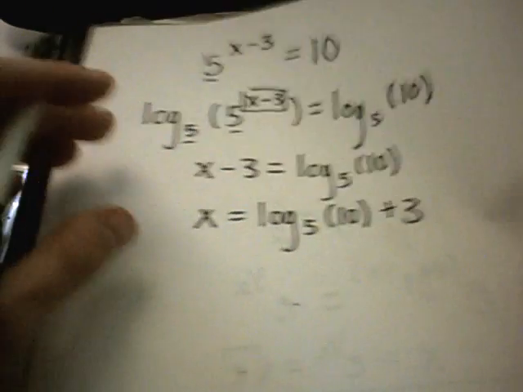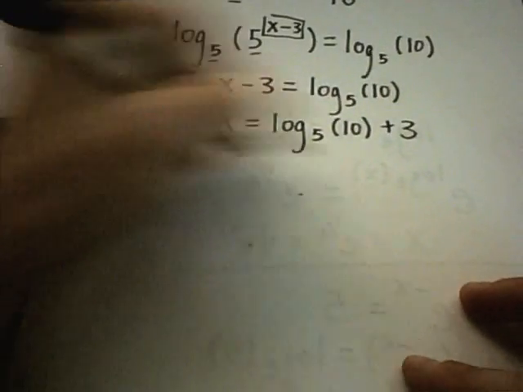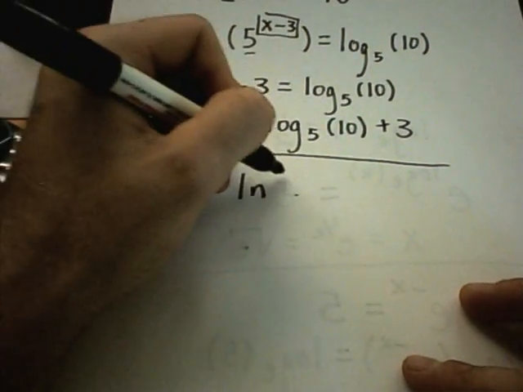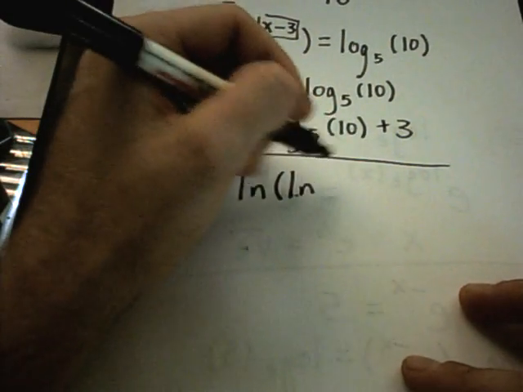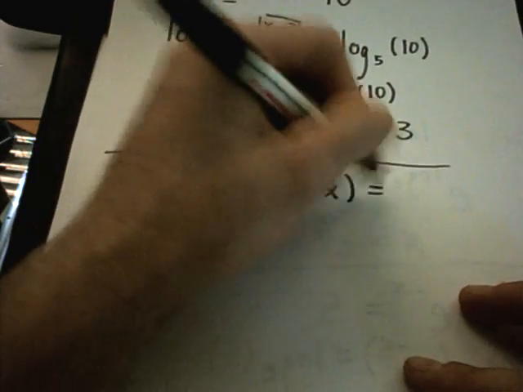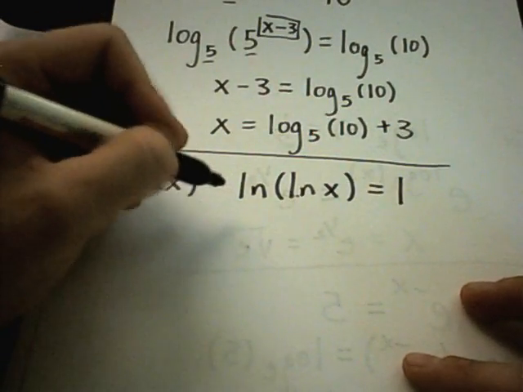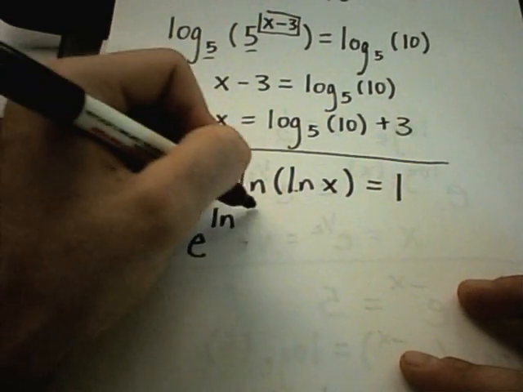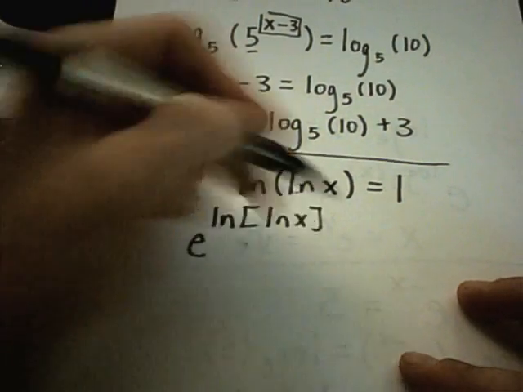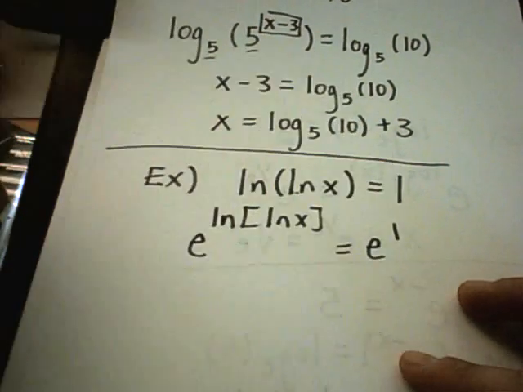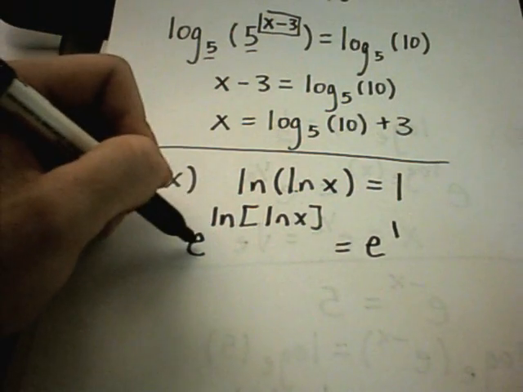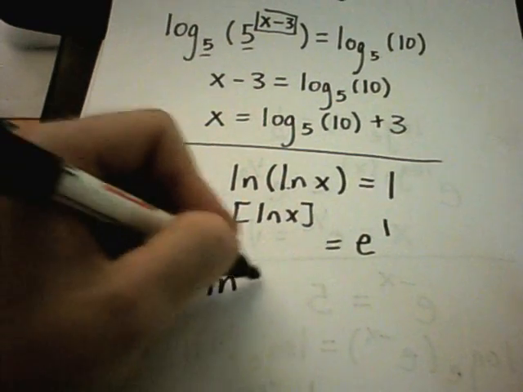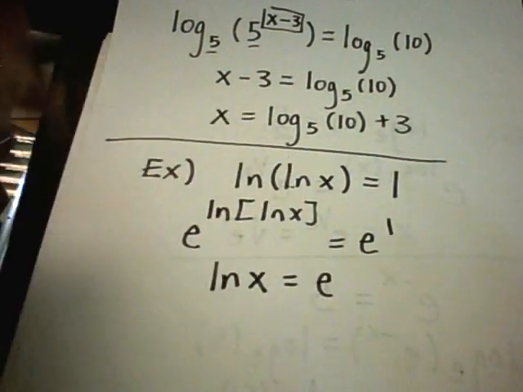You could use these cancellation laws a couple times. So this will be our grand finale here. Suppose I have ln of ln of x equals 1. Well, again, this is log base e. So if I raise e to the left side, I'll raise e to the right side. Again, if you have e and log base e, whatever's next to it, that's what you're left with. So I'll get ln of x equals e to the first.